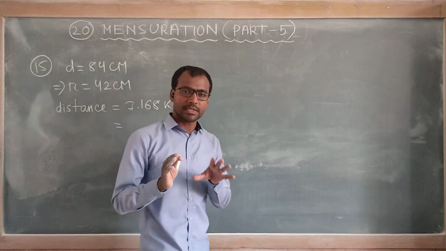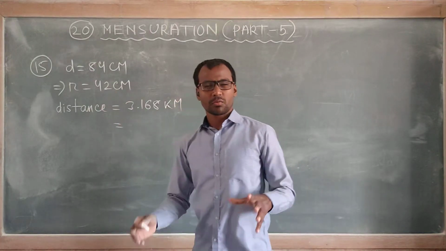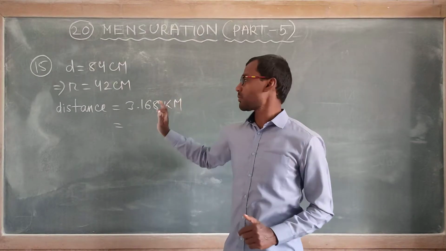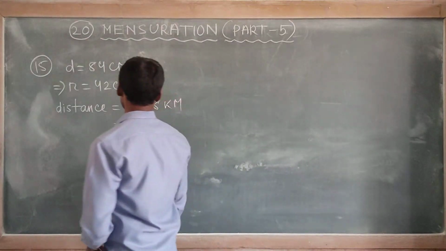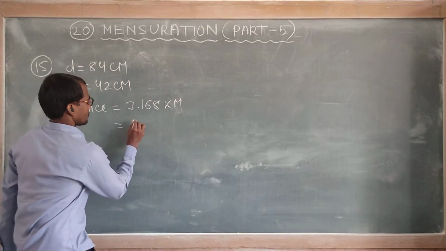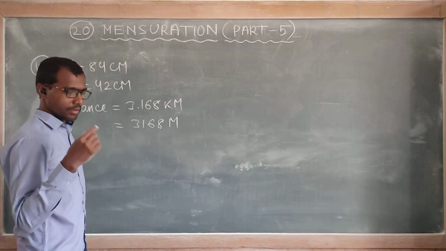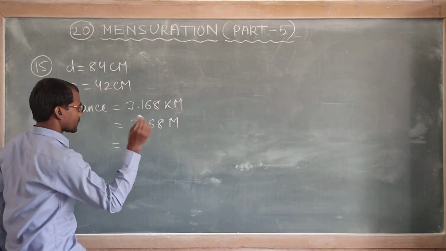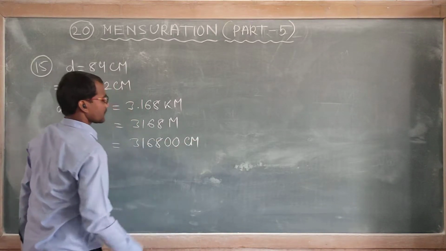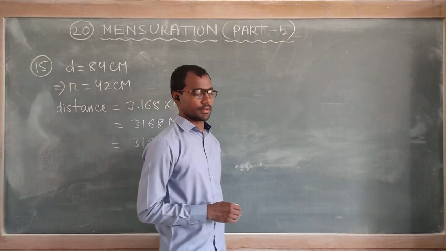Now see, the radius of the wheel is given in cm and distance is given in kilometer. So you have to make the unit the same. You have to maintain uniformity. Either change this to kilometer, which will be a big decimal value, or change this to cm. It will be better to convert to cm. Now 3.168 km is equal to 3168 meter, multiplied by 1000. Now let us change it to cm, into 100. 316800 cm. Now how to find the number of revolutions?